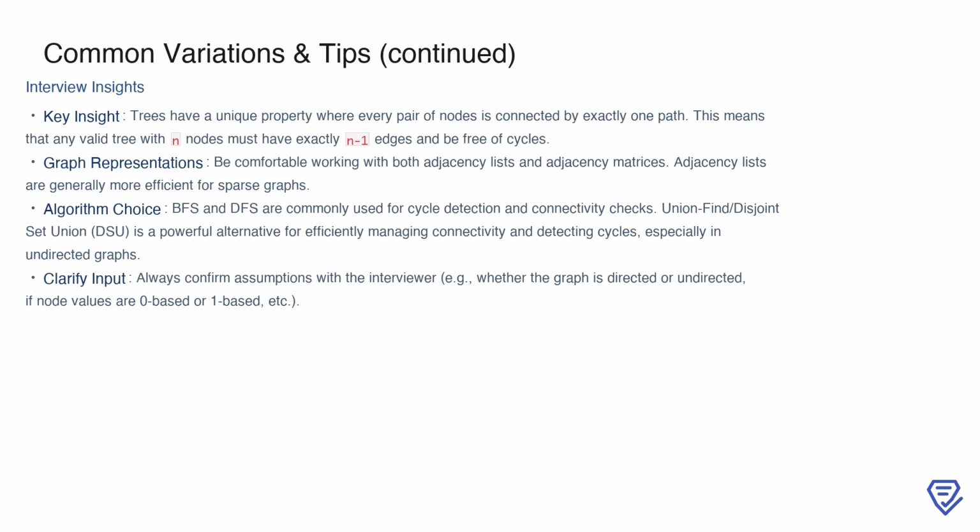When it comes to algorithms, both BFS and DFS are popular choices for checking connectivity and detecting cycles. However, union find, or disjoint set union, is another powerful tool, particularly for undirected graphs, as it can efficiently handle both tasks. Finally, always clarify the input format with your interviewer, including details like whether the graph is directed or undirected, or if nodes are zero-based or one-based. These assumptions can significantly impact your approach to solving the problem.